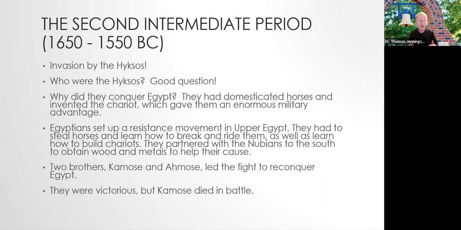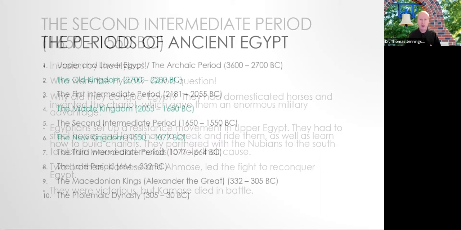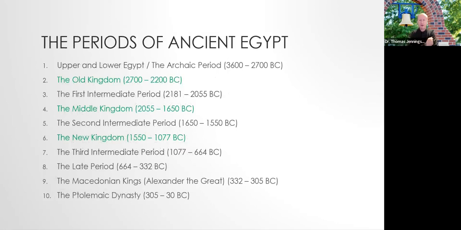So this rebellion is led by a pair of brothers, Kamos and Ahmos, and they finally get their army together, and they've got their chariots, and they've got their cavalry, and they launch an attack, and they are able to successfully overthrow the Hyksos. But unfortunately, Kamos dies in battle, leading Ahmos to victory, and Ahmos will become the first pharaoh of the new kingdom. And the new kingdom, they say, we've got this great big army. We're not getting rid of this big army. We're terrified that somebody else is going to invade us.